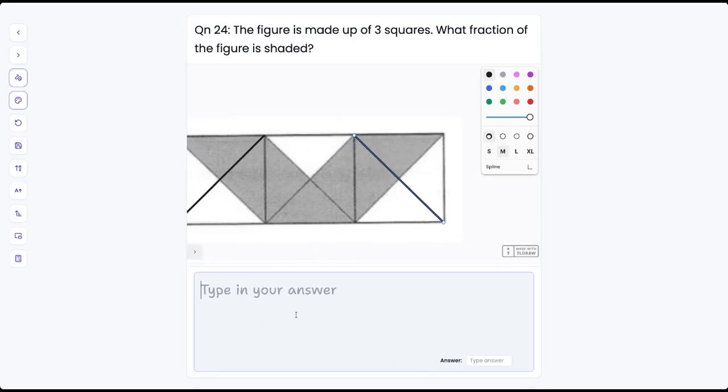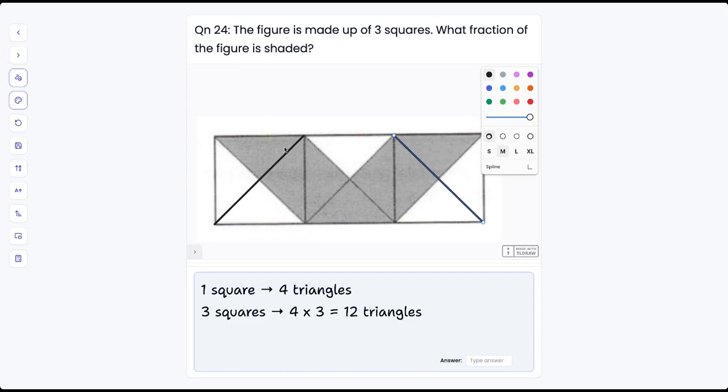The total triangles is equal to 4 times 3, which is equal to 12. Because one square is equal to 4 triangles, and then 3 squares, sorry, not 3, 4. Okay, my brain is not really working. 3 squares over here is equal to 4 times 3 triangles, equal to 12 triangles. Okay, so now we just need to count how many shaded triangles there are.